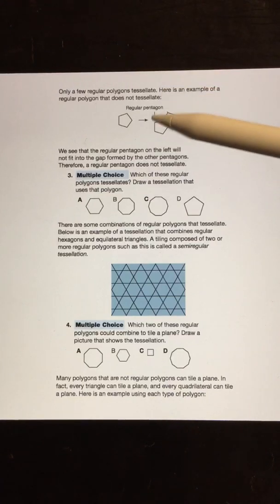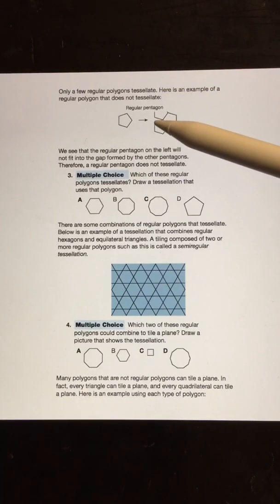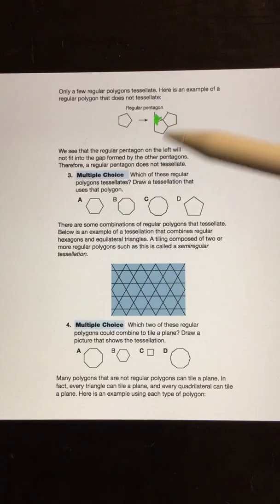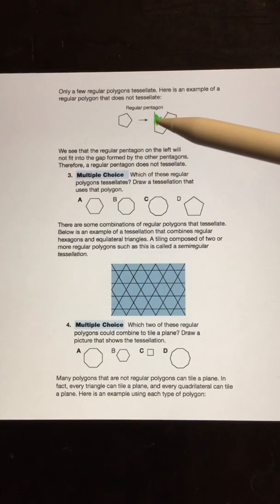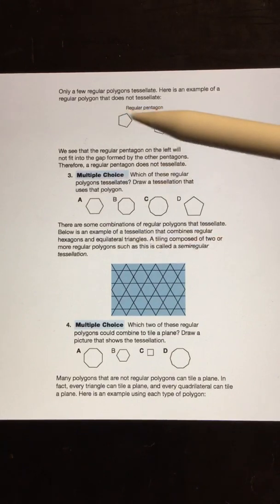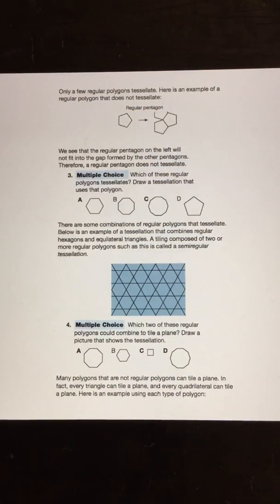We'll talk more about this later, but some tessellations take other shapes that can go with them to help create a tessellation, because they can fill in the gaps with a different shape, such as maybe a triangle there, to form a tessellation. So we see that the regular polygon on the left will not fit into the gap formed by the other pentagons. Therefore, a regular pentagon does not tessellate.